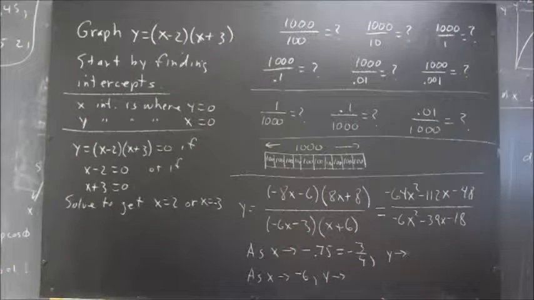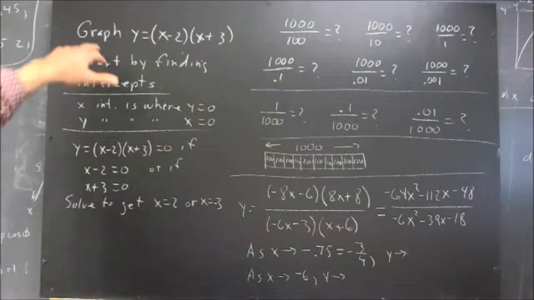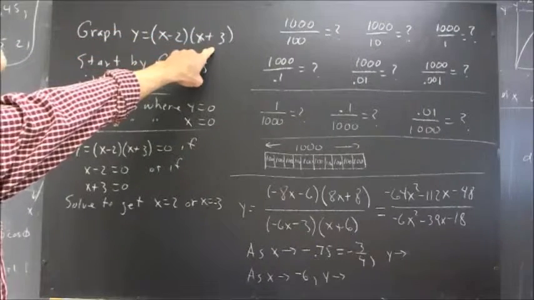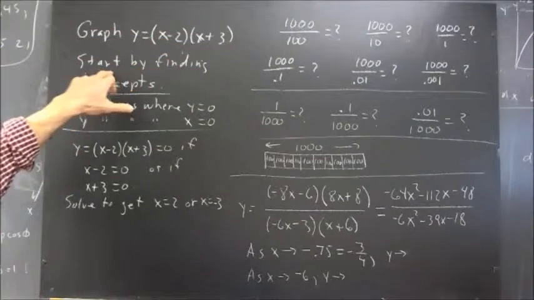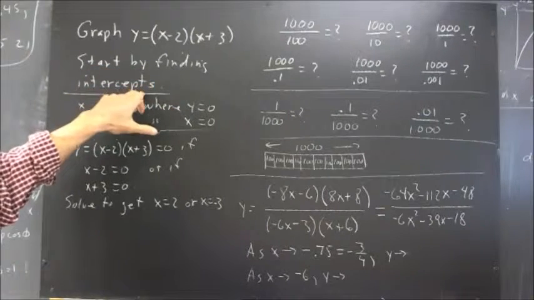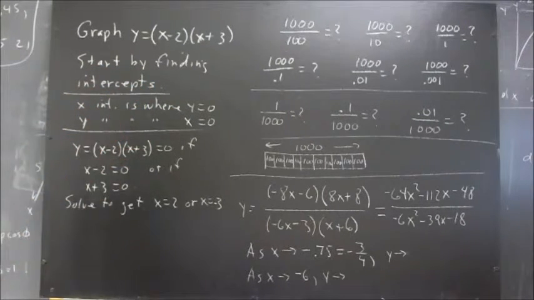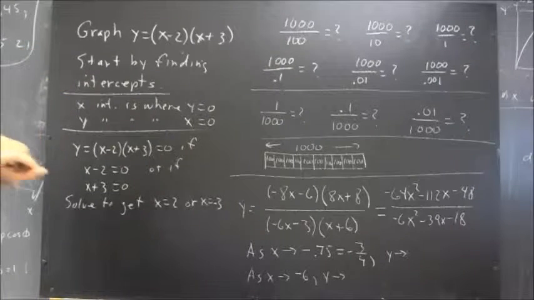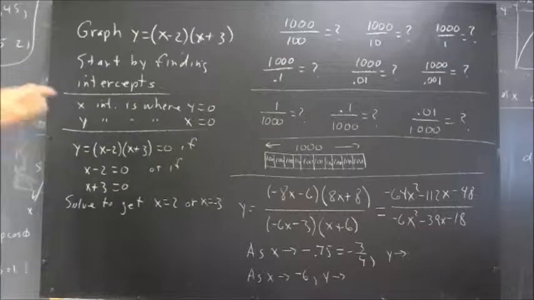Quick review of what we did in class. Now, start off with the problem of graphing y equals x minus 2 times x plus 3. And my advice was to start by finding the intercepts. Found that most people didn't know what intercepts were, which is a little worrisome, but let's clarify it.